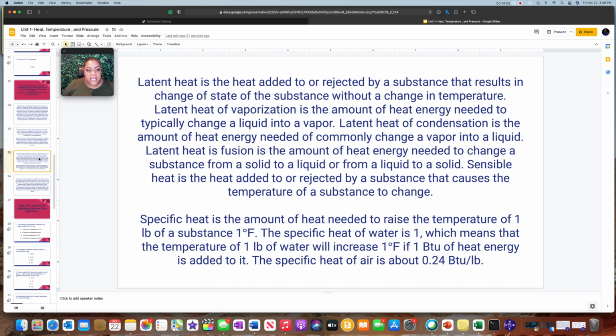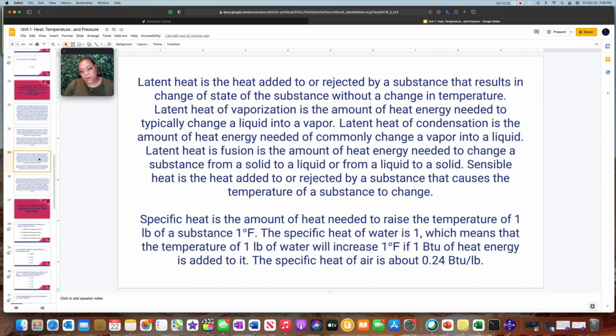Latent heat of fusion is the amount of heat energy needed to change a substance from a solid to a liquid or from a liquid to a solid. The definition of sensible heat is the heat added to or rejected by a substance that causes the temperature to change. The definition of specific heat is the amount of heat needed to raise the temperature of 1 pound of a substance 1 degree Fahrenheit.